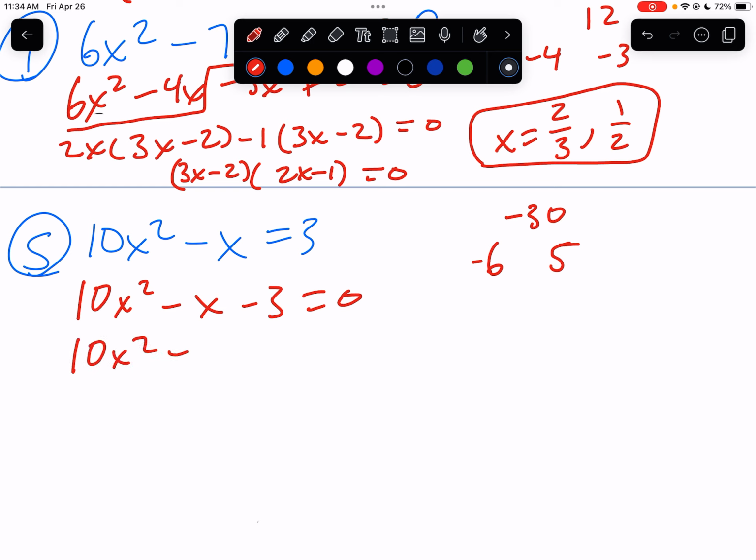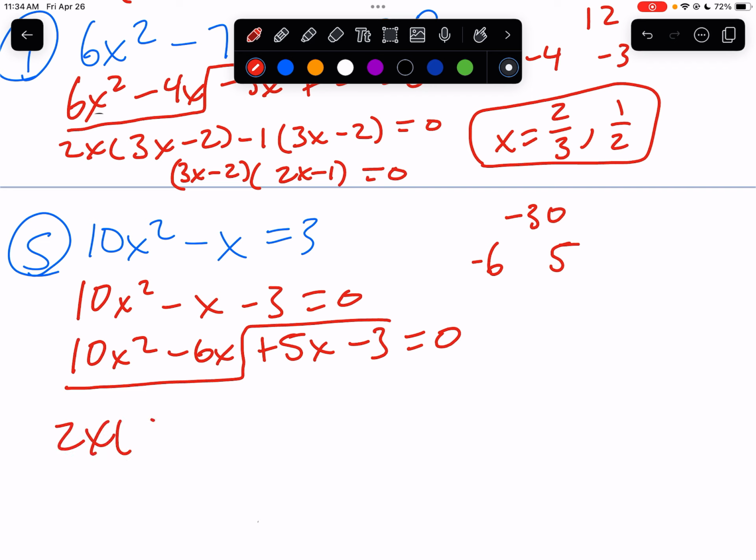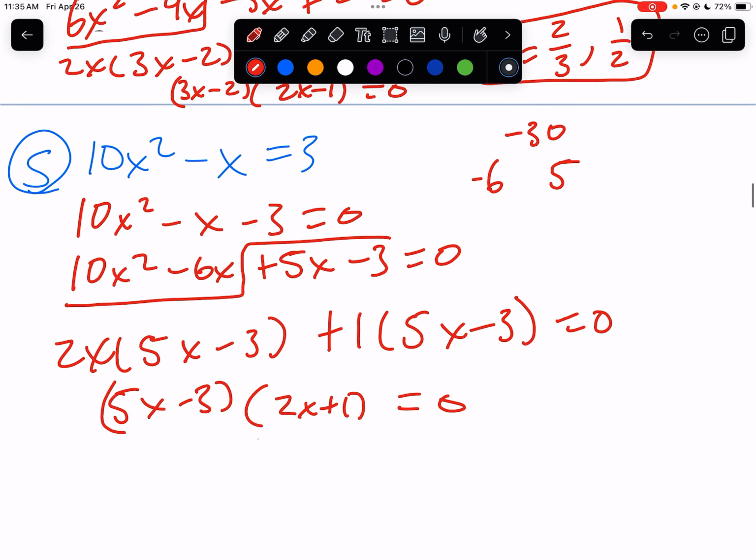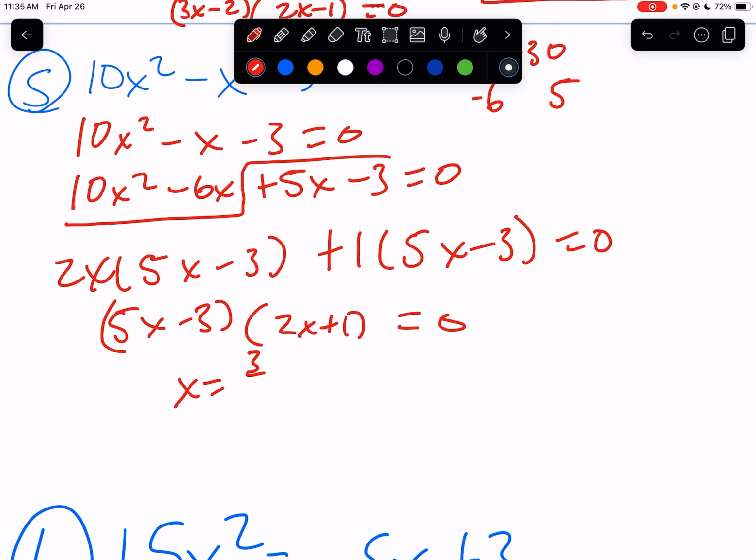So 10x squared minus 6x plus 5x minus 3 equals 0. And I'm going to go real fast. We make two teams. Here I'm going to pull out a 2x, leaving me with 5x minus 3. I'm going to put a placeholder 1, leaving me with 5x minus 3. So we have 5x minus 3, and we have 2x plus 1. So x equals positive 3/5 and negative 1/2.